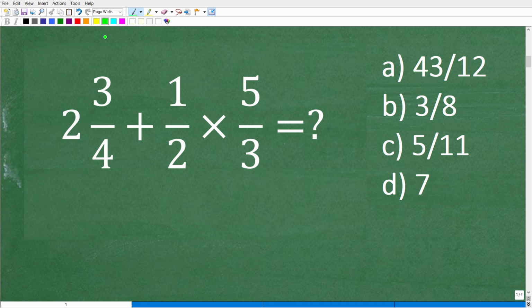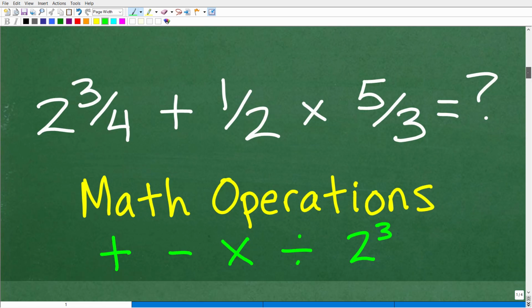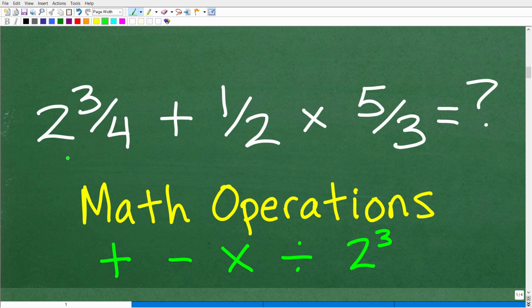Okay, so let's go ahead and get into the actual math right now. And what are we dealing with? Well, we have a few things, right? Obviously, we have some fractions going on here. We'll talk about that in just 1 second. But we also have some mathematical operations. We have addition and we have multiplication.